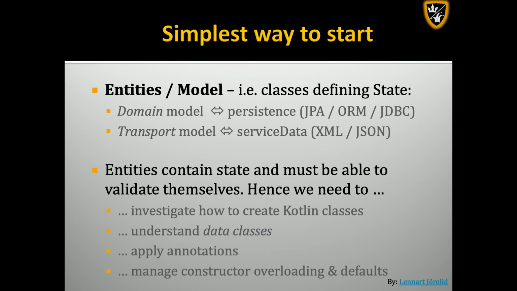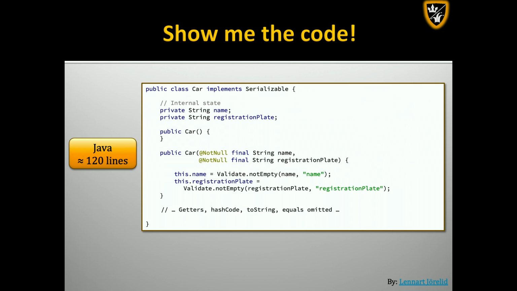You need to be able to apply some annotations. For those of you who work with JPA, how many of you actually use Java Persistence API? Hands up. Well, a few of you. So you know that when you write your state, there is the odd annotation here and there. Basically, there are more annotations than there is actual code in those classes. And you need to manage your constructors, both for framework use and for regular use. So let's take a look at the code.